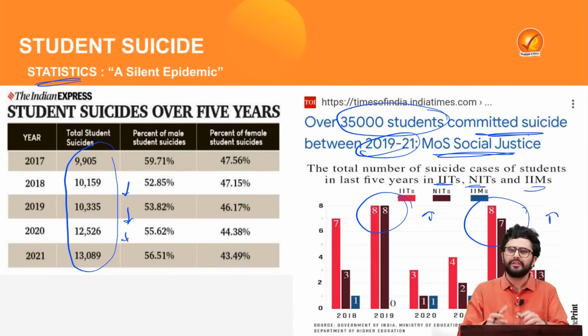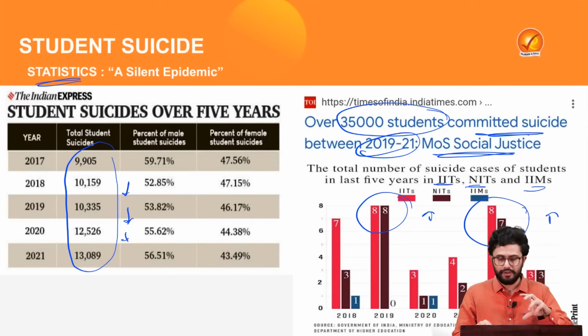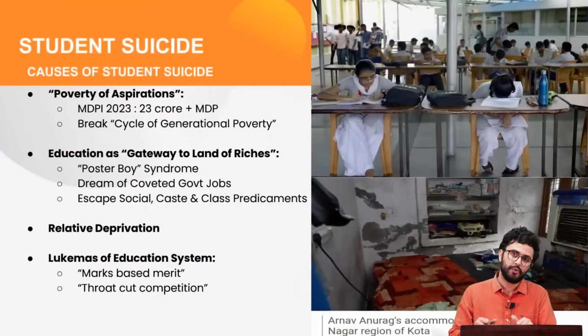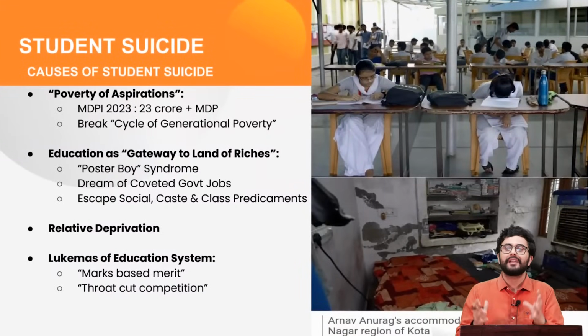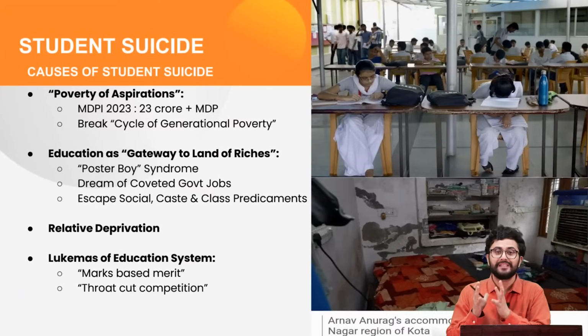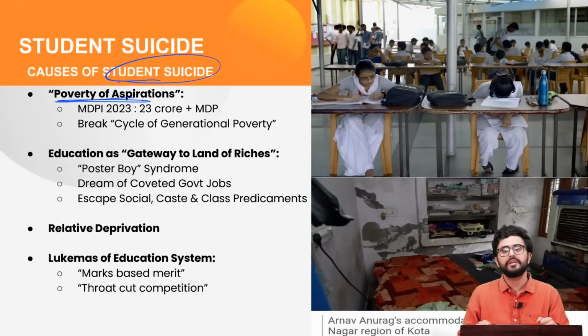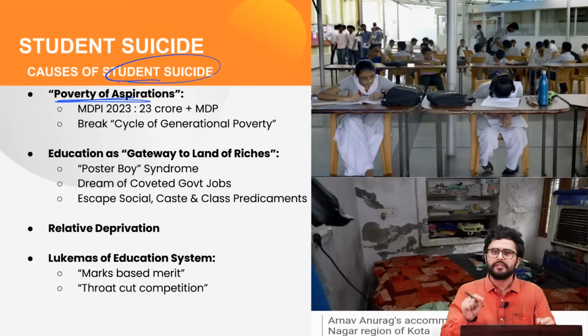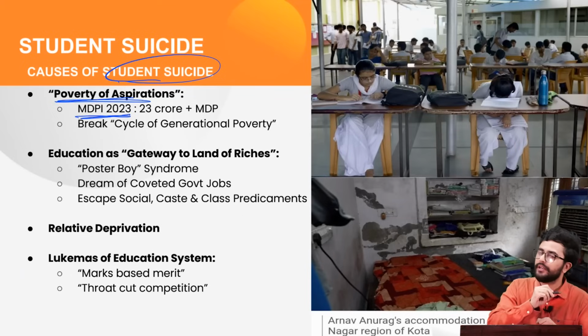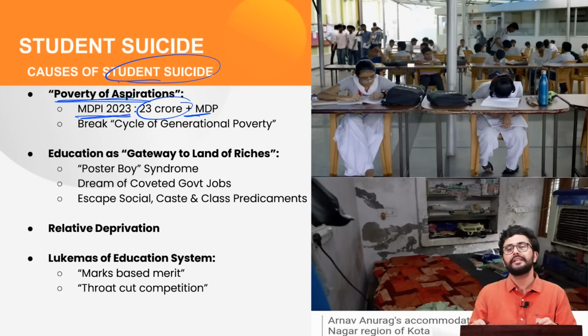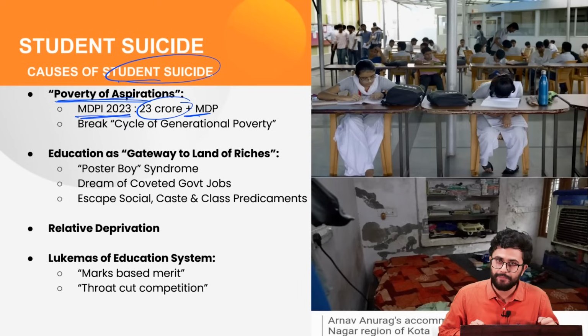Now, what will we do with the fundamental rights which we were discussing, such as the fundamental right to dignified life, if the people do not have the will to live itself? Well, according to the sociologist Durkheim's theory of suicide, suicide is actually the result of various complex issues, such as the one being the poverty of aspirations. As per the Multidimensional Poverty Index of 2023, there exist more than 23 crore multidimensionally poor people in our country.